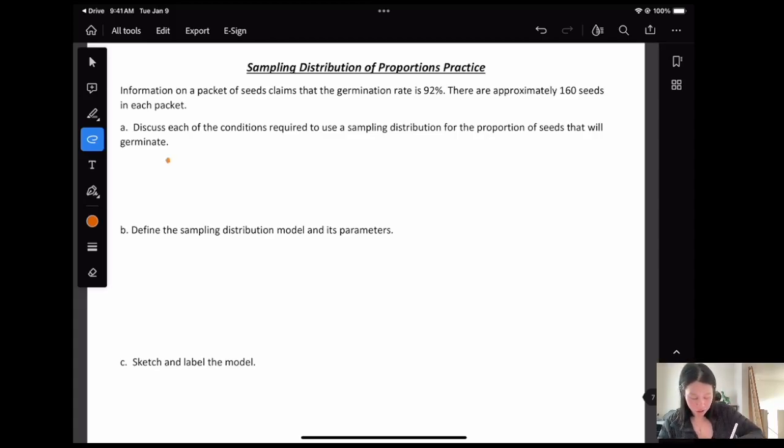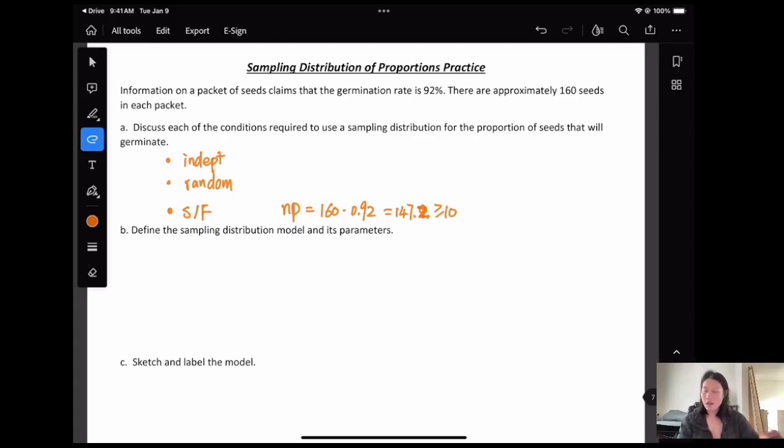So the condition is independence. Each seed is going to germinate independently, and the seeds are random. Now the success and failure condition. n times p is 160 seeds times the germination rate of 0.92, which is equal to 147.2, which is greater than or equal to 10. The success condition is met.